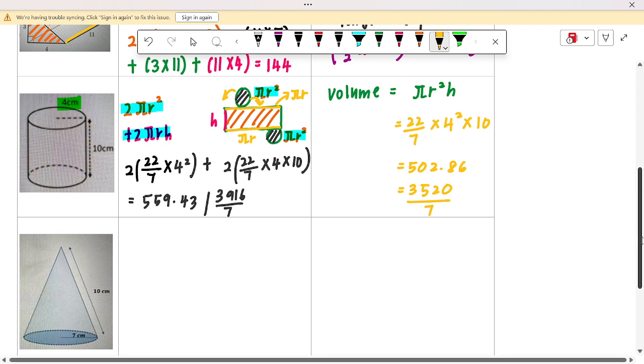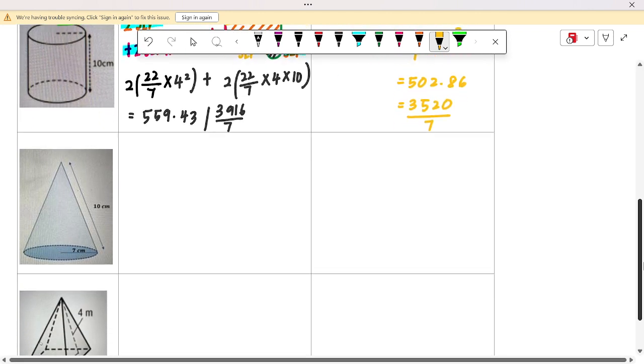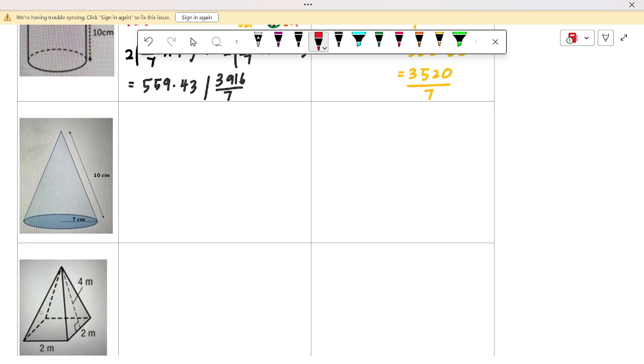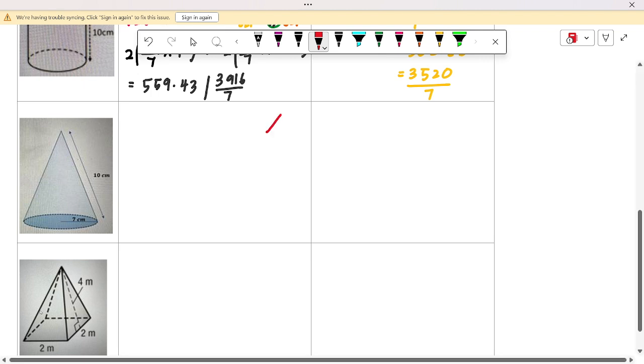Our next shape here is a cone. For the cone, I'll suggest you break down the net of the cone as well. So for a cone, we will see this and this, the net of the cone. This part is still your circle, which will be pi r square.